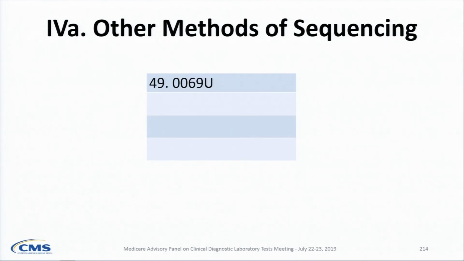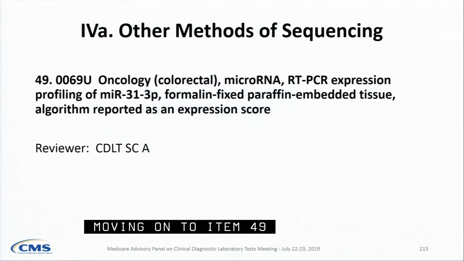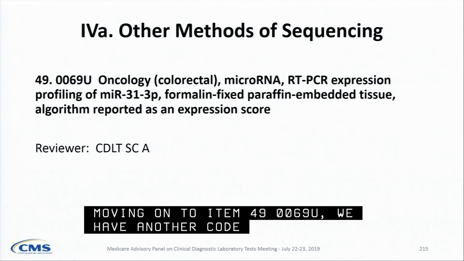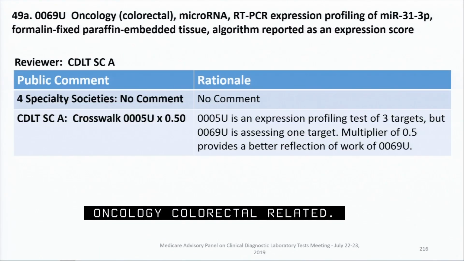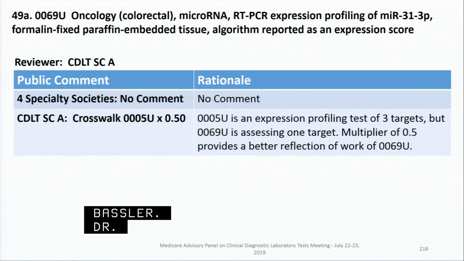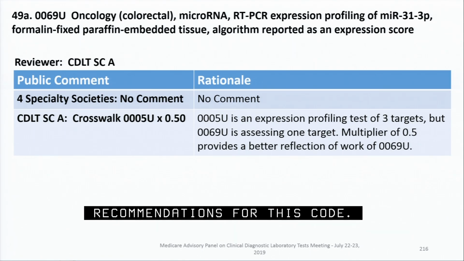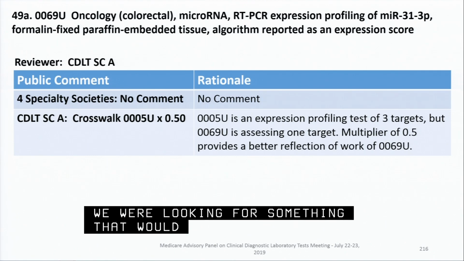Moving on to item 49, 0069U. We have another code that is oncology colorectal related, and I'm going to turn it over to Dr. Bossler from Subcommittee A. So there were no presentations or recommendations for this code. On our evaluation of it, we were looking for something that would involve expression profiling like this one for a single gene. In this case, it was the microRNA 31-3p, and with an algorithm.